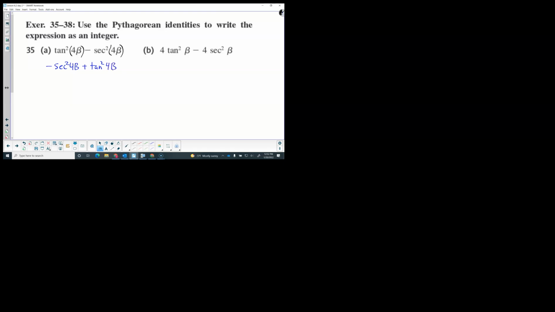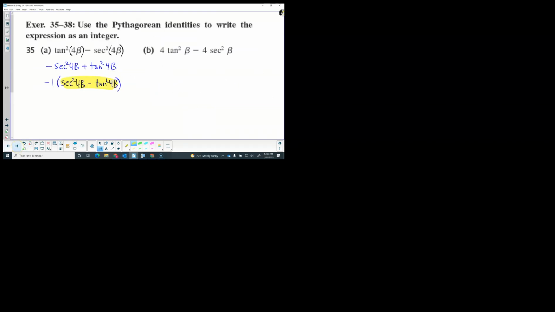Now what I'm going to do is factor a negative 1 out. It leaves me with secant squared of 4 beta minus the tangent squared of 4 beta. And I like the way this looks right here, because if we go back to our note card, check this out right here. Secant squared minus tangent squared is equal to 1. So because of that, I can substitute a 1 in for this. So this becomes -1 times +1, which obviously just gives us -1 for a simplified answer.